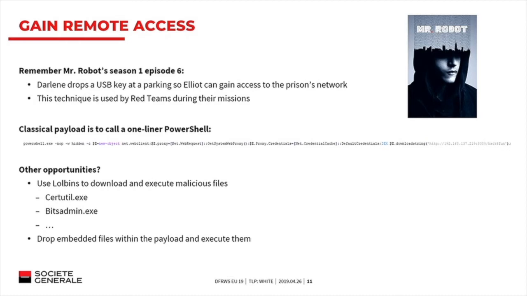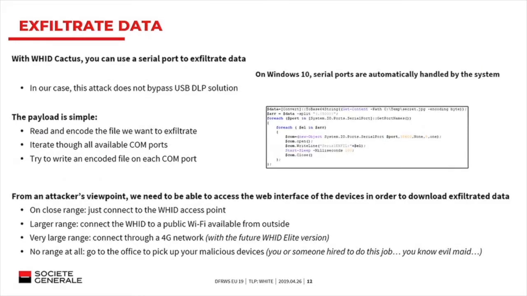But you can do something else, such as use LOLBins, so execute a legitimate Windows binary to download a program, for example certutil or bitsadmin, or you can drop embedded files in the payload, execute them, set persistence. You can do what you want. Another option, I talked about it with the Red Cactus, is that you have a serial port. On Windows 10, serial ports are automatically linked to a COM port, so you can talk with a COM port in PowerShell.